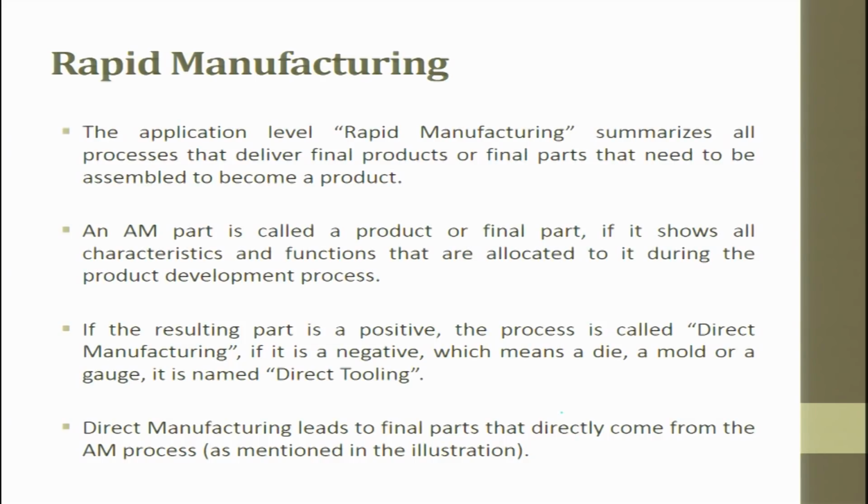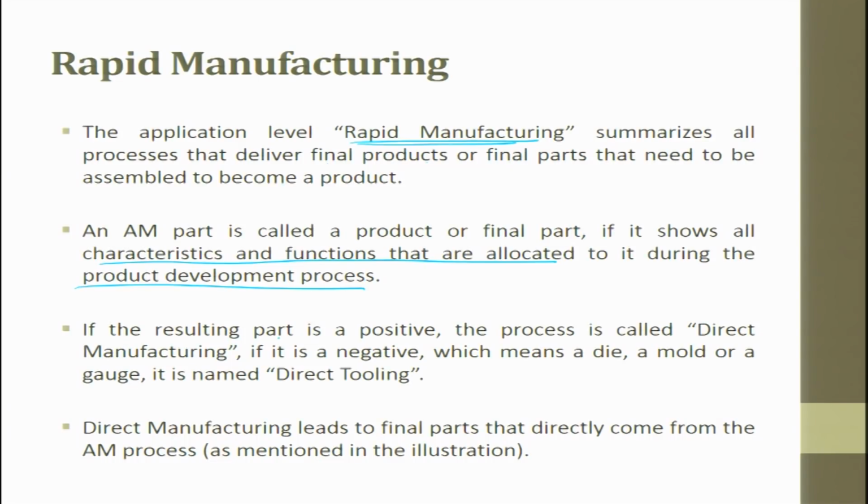So, now let us move to the next part which is on rapid manufacturing. The application level rapid manufacturing summarizes all processes that deliver final products or final parts that need to be assembled to become a product. An AM part is called a product or a final part if it shows all characteristics and functions that are allocated to it during the product development process.